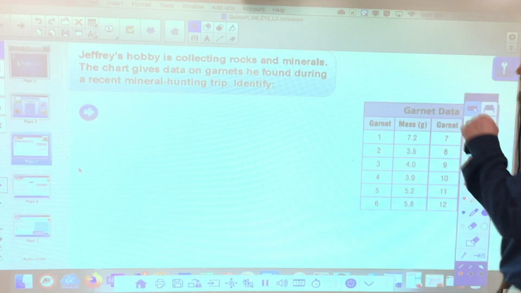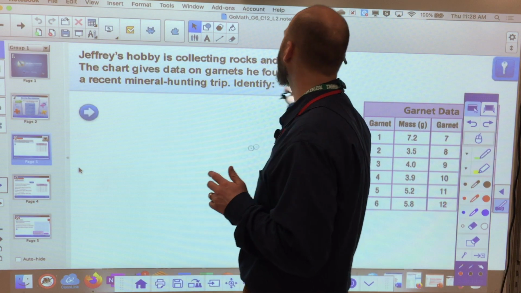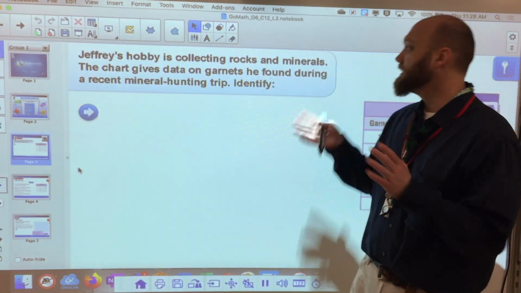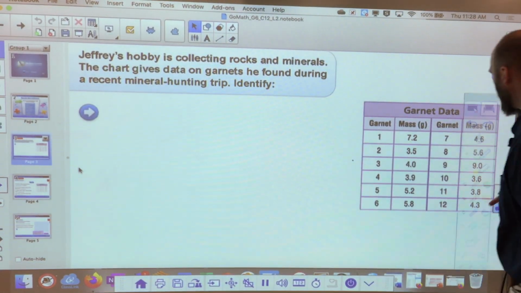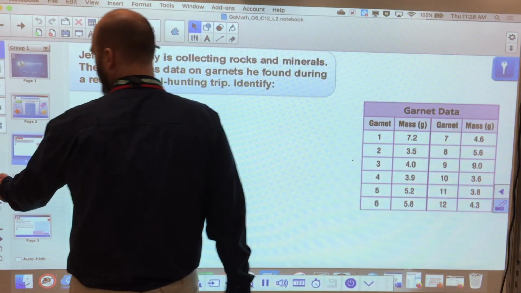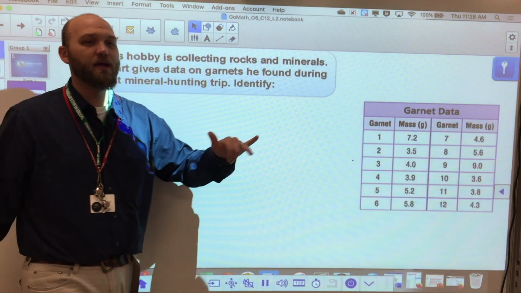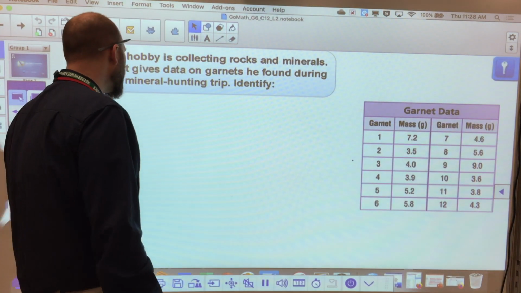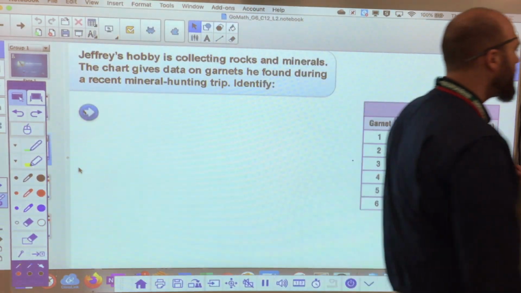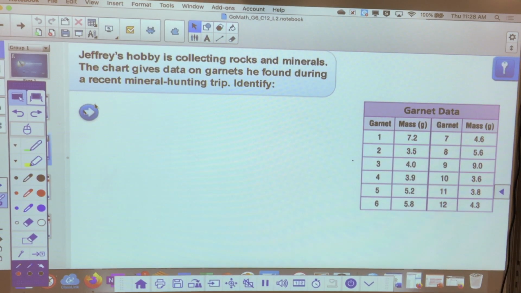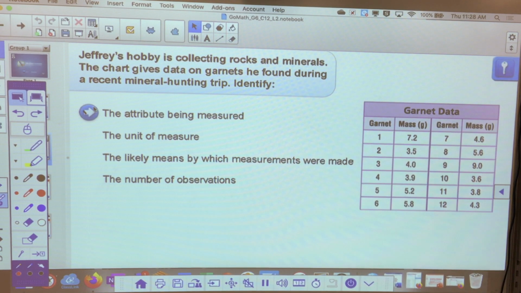But what would that look like in your book? So first, Jeff's hobby is collecting rocks and minerals, and the chart gives data on garnets, and I'm going to move this over here so you can see it. Gives data on garnets he found during a recent mineral hunting trip. Identify, I got a couple different pieces that I want to identify here. And if I open this up, they're going to help me.